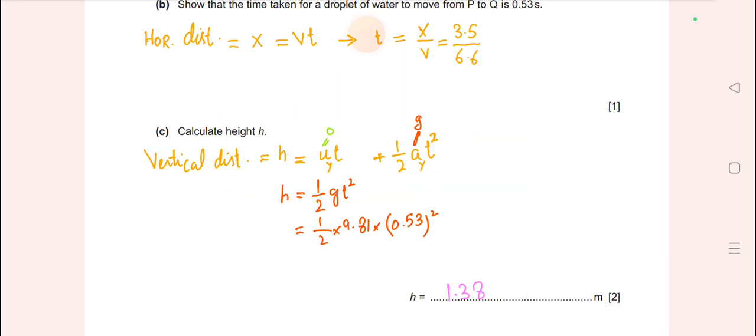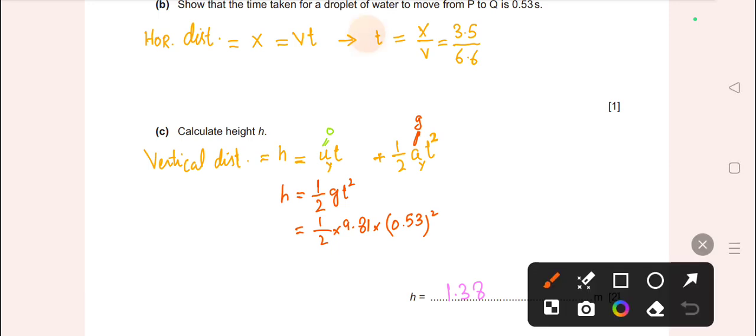How? Let us have a look. If you have to find time, you will use this formula, x divided by v, and you get the time. Now we want to find the vertical distance, so we use the second equation of motion, ut plus half at square. But the difference is, as we wish to find a vertical distance, we will take the vertical component of velocity, and the acceleration will also be taken to be vertical.